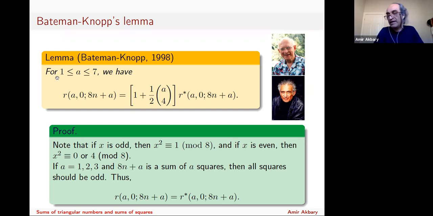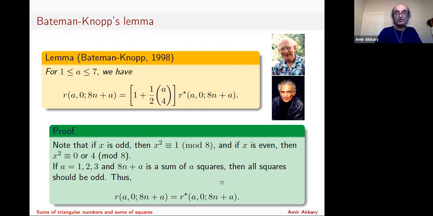They proved that if A is between 1 and 7, then R is going to be a constant multiple of R star. So the number of representations of 8n plus a as a sum of a squares is related to the number of representations of 8n plus a as a sum of a odd squares. It is going to be exactly equal to this. The constant is going to be 1 plus half h is 4.